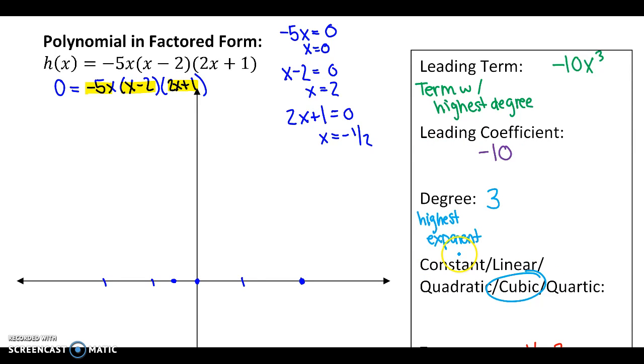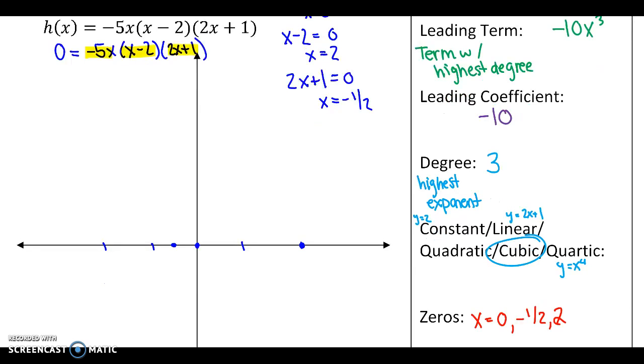So constant would be something like y equals 2. Linear is like y equals mx plus b. Quadratic, we know what that looks like. Cubic looks like this. Quartic is a 4th degree, so like y equals x to the 4th, just so you know. Some vocabulary there. Okay, we're talking about sketching polynomials, so why do I need to know this?